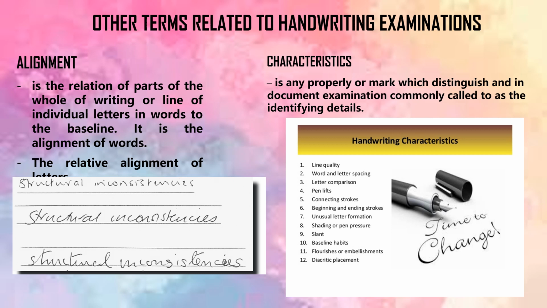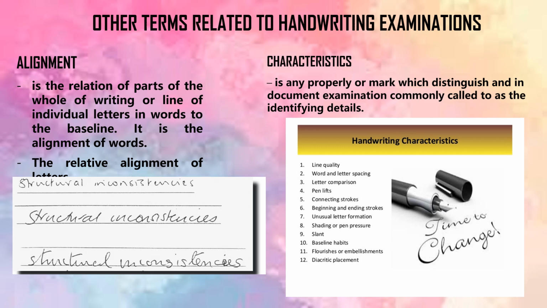Now, characteristics. This one is very important when it comes to a handwriting examination because these are the things that you're going to look into for the description of whether a writing or a handwriting is forged or not. These are any properties or marks which distinguish, and in document examination are commonly called identifying details. That's why I told you, these are the things that we are going to look into when we examine handwriting, because these are the identifying details. For example, number 12 is here, but there are so many. We are going to talk about this in the next pre-made video.